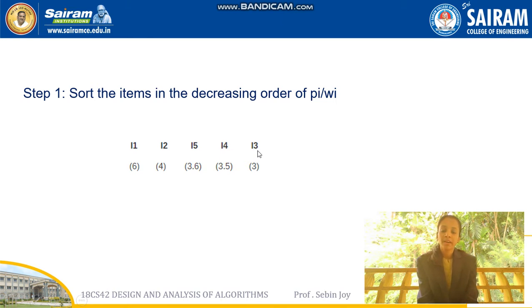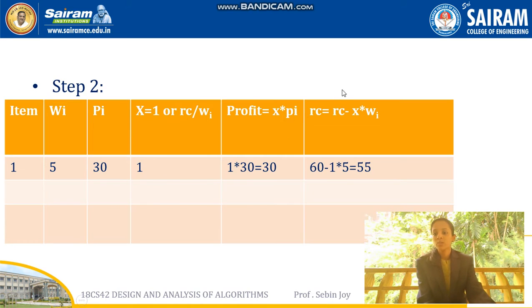This is the first step we have to do, that is sort the items in decreasing order of Pi by Wi. So we calculate the ratio and arrange the items in decreasing order of Pi by Wi. Next step is to draw a table using all these values. The columns are item, weight, profit, x is equal to 1 or RC by Wi, profit is equal to x into Pi, and RC is equal to RC minus x into Wi.